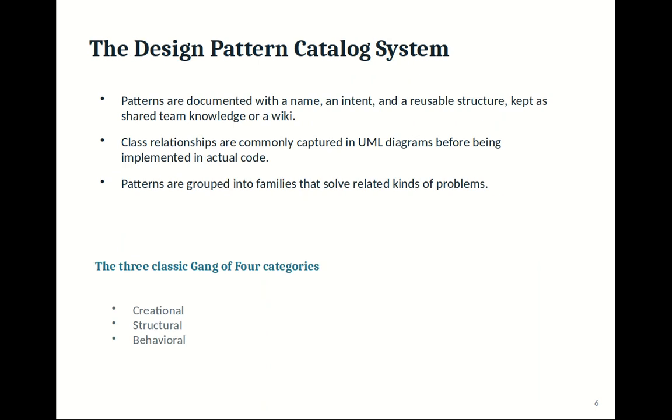The design pattern catalog system. Patterns are documented with a name, an intent, and a reusable structure kept as shared team knowledge or a wiki. Class relationships are commonly captured in UML diagrams before being implemented in actual code. Patterns are grouped into families that solve related kinds of problems. The three classic Gang of Four categories: creational, structural, behavioral.